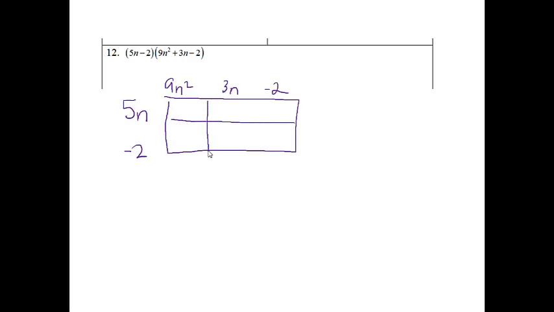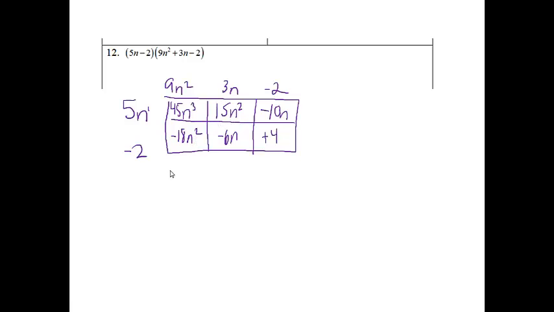Alrighty. So if we do 5n times 9n squared, we're going to get 45n to the third, because remember we need to add our exponents, and there's an invisible one there. My next box will be 15n squared. My next box will be 5n times negative 2, which is negative 10n. And then down below, negative 2 times 9n squared will be negative 18n squared. Negative 2 times 3n, negative 6n. Negative 2 times negative 2, positive 4.